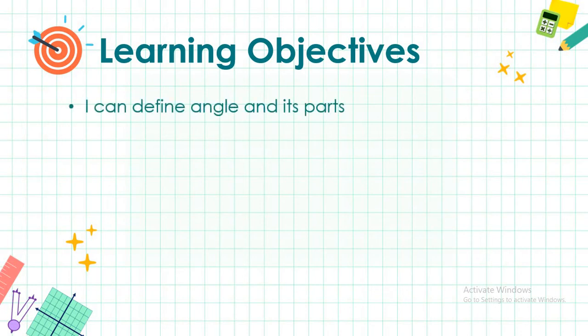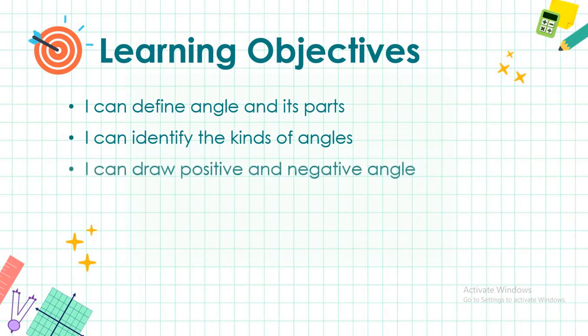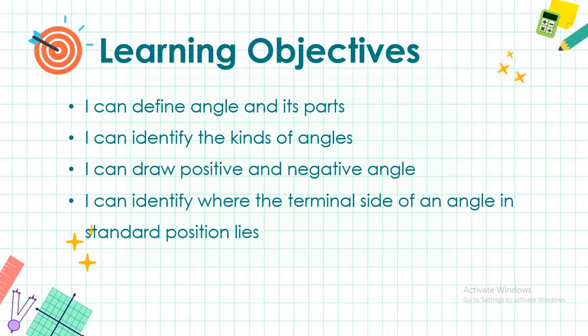For this video, we are going to achieve the following learning objectives. First, we should be able to define angle and its part. Next, identify the kinds of angles, then draw positive and negative angles, and lastly, identify where the terminal side of an angle in standard position lies.